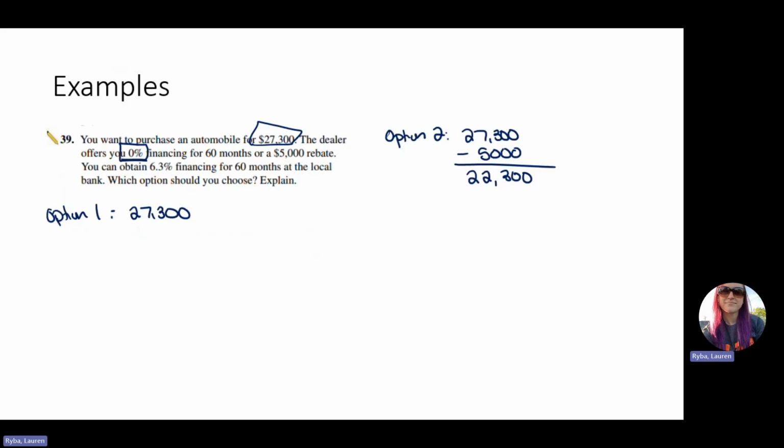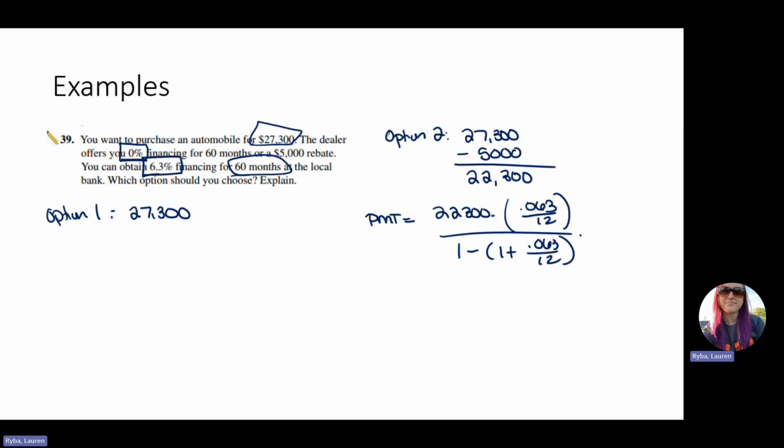You are going to finance that for 6.3% over 60 months. So we got to do the work here. Payment equals $22,300 times, this is what I need to do because this is the annual rate, 0.063 over 12, over 1 minus 1 plus 0.063 over 12, and then that's going to be to the negative 60 power. Once I get this result, I'm then going to times it by 60 to figure out how much in total I've paid.